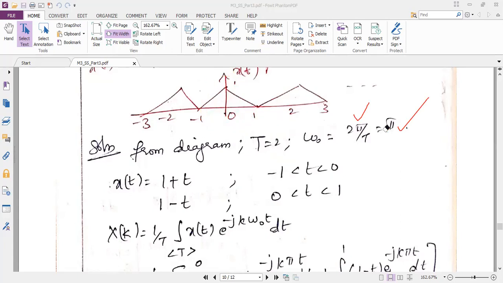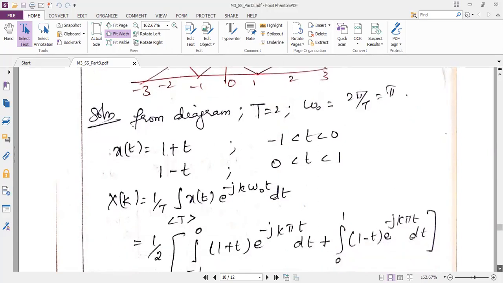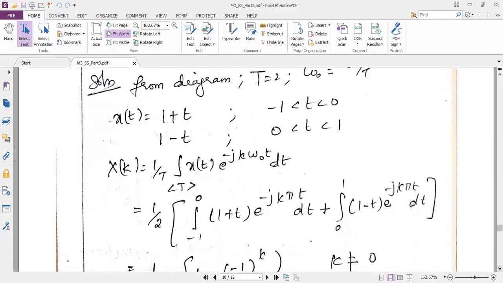Any doubts up to this? Yes, ma'am. I hope all of you follow this problem. All of you are writing this problem. I said it is for 10 marks and it is very important.